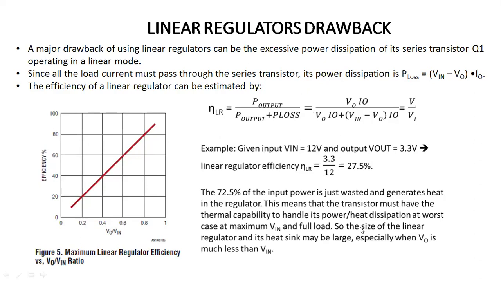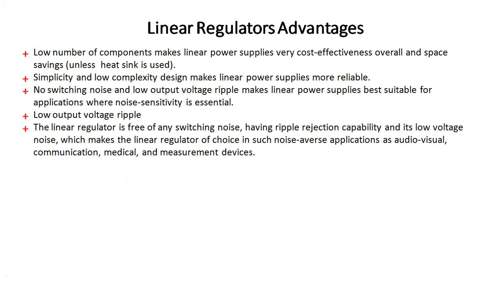Also, the size of the linear regulator and its heat sink may be large, because when we use the linear voltage regulator, we are supposed to use the transistor, the diode, and the voltage divider circuit, so we will require resistors, so its size will be large. So these are some drawbacks, disadvantages of the linear voltage regulator.